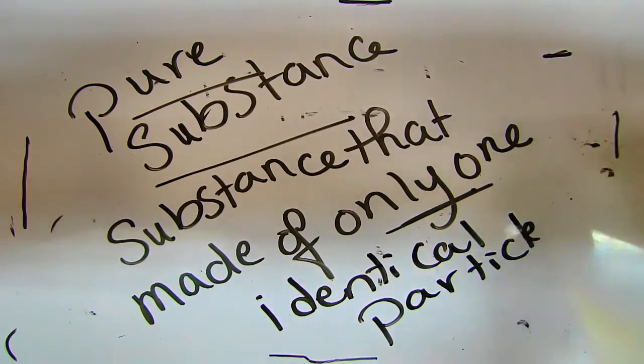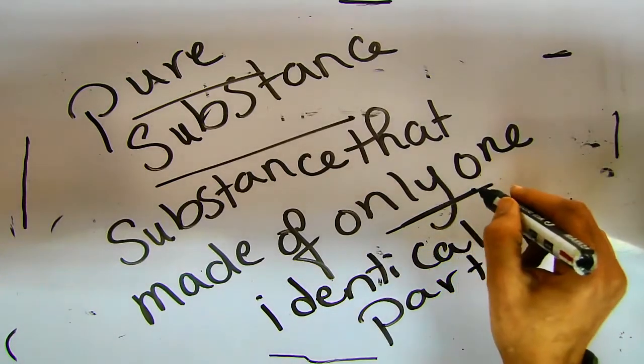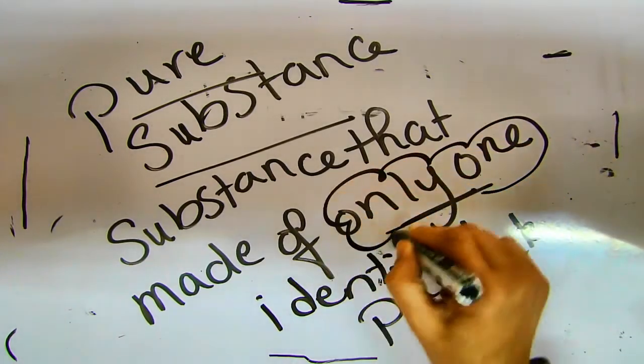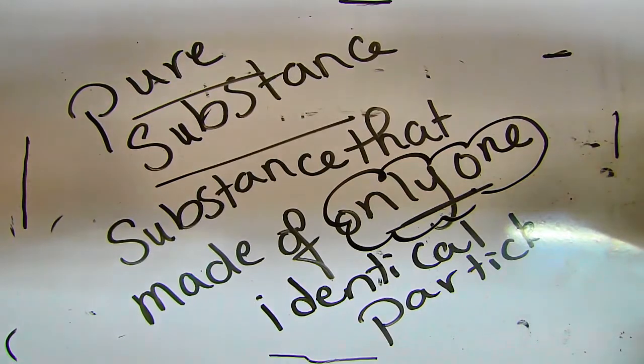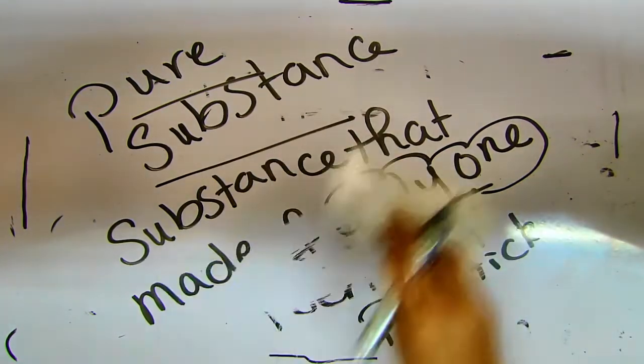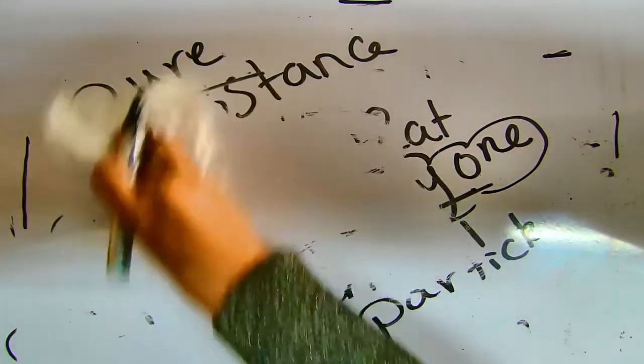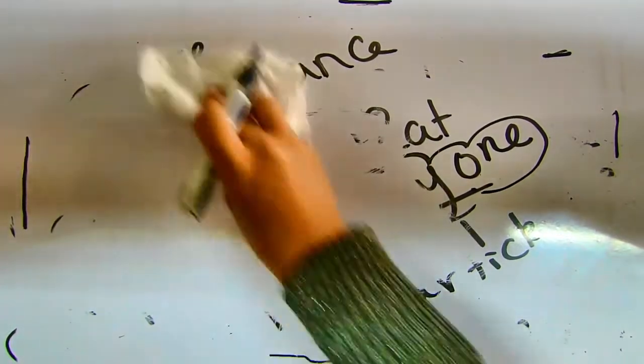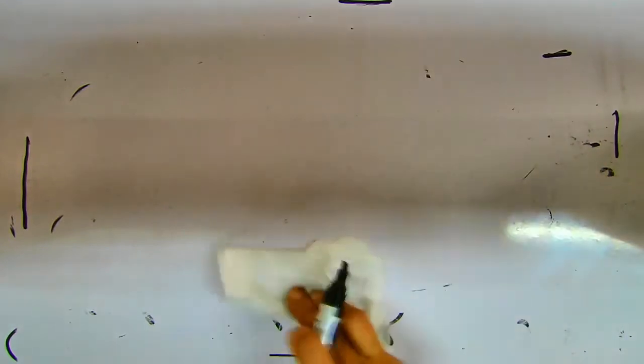Again, pure substance is the substance which is made of only one identical particle, like distilled water, sugar, and baking soda. So the examples of the pure substance are distilled water or pure water, sugar, and baking soda.